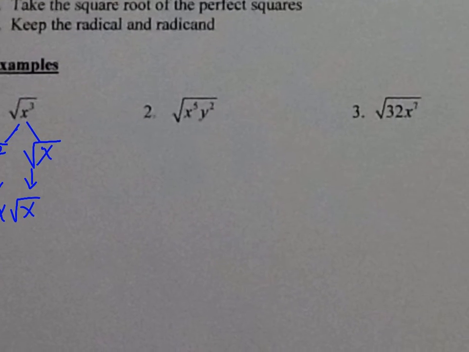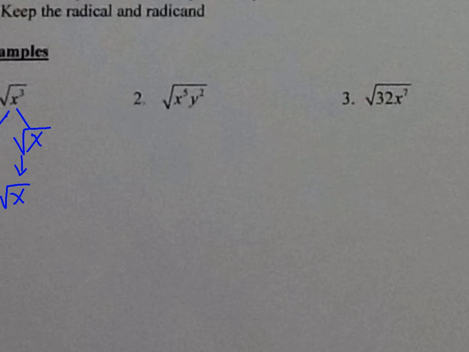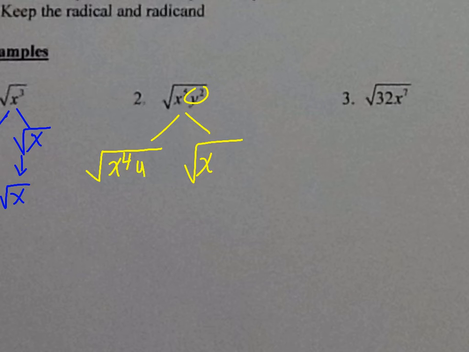All right, let's try number 2. The square root of x to the fifth, y squared. So make a factor tree. So I have x to the fifth here. It's one less than that, so it's going to be x to the fourth. X to the fourth times x is x to the fifth. Y squared is a perfect square, so I'm going to put it onto the left side. The square root of x to the fourth is x squared. And the square root of y squared is just y. And then you bring this down. So my answer is x squared y, the square root of x.